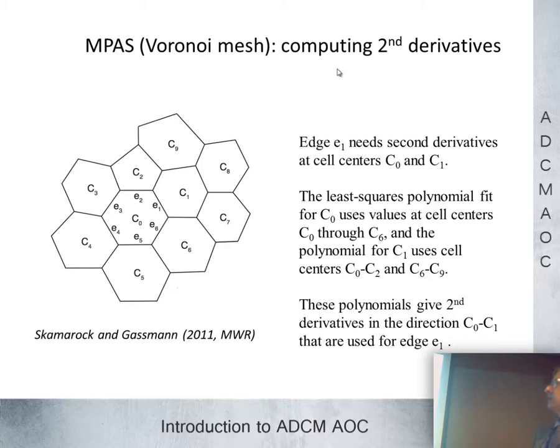So you make a polynomial from these 7 points in this case, and you get the value of the gradient and the second derivative at this point, and you want the second derivative in the direction towards the edge. So having got a polynomial fit from these points, and it's a second order polynomial, you can then compute the second derivative at each of those points, which is what you needed to get the higher order advection. So these polynomials give second derivatives in the direction C0 to C1 that are used for the edge E1.